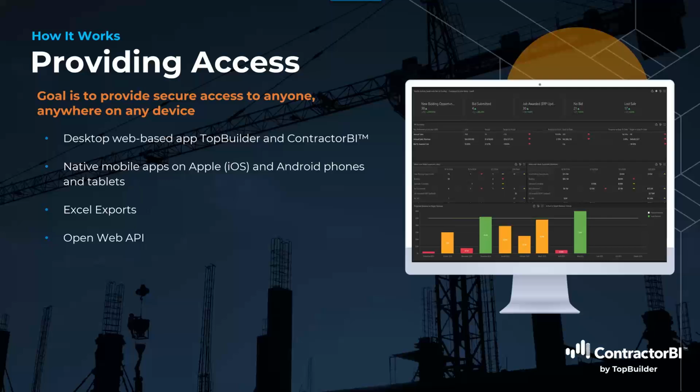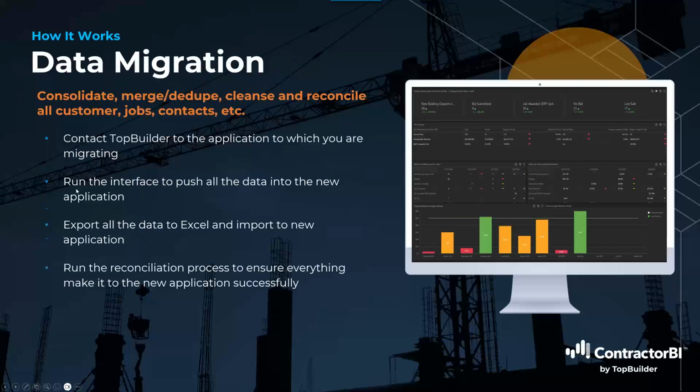Of course, you're going to be able to export data out of TopBuilder. Your customers, your jobs, your history, your contacts can be exported into Excel or CSV. And then we have a web API. A web API is available to connect to TopBuilder. It's a 2-way push and pull from our application programming interface. So you'll have access to your data as well.